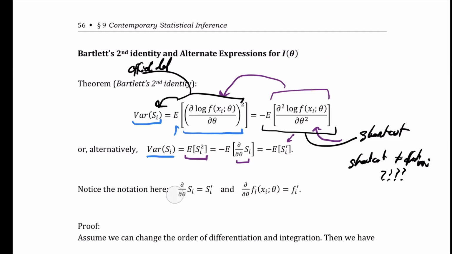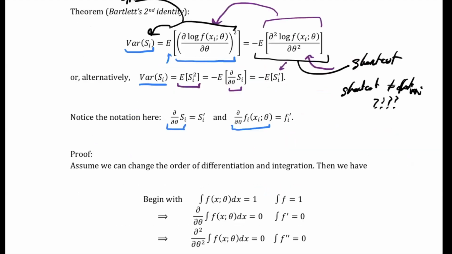All right, notice the notation here. The derivative of the score function is just this s prime. So I'm using primes instead of derivatives. So the derivative of the density is f prime. Just makes life easier.